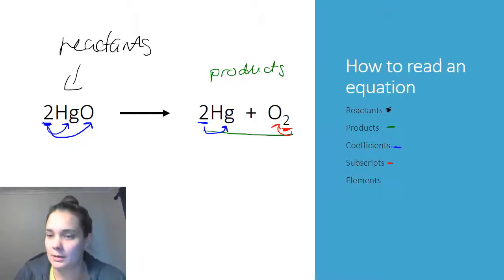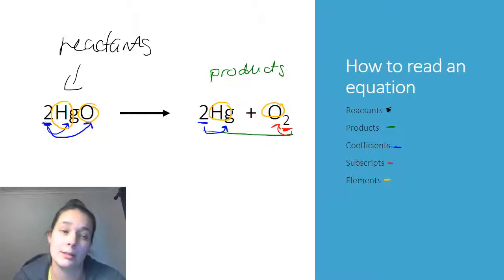My elements, I'll do this in yellow. Each part within here is my element, and you need to make sure that you can identify the different symbols, because it's really important when you're balancing a chemical equation that you know all the different symbols that they come with. Remember, the elements are then by themselves, compounds are when they are stuck together.